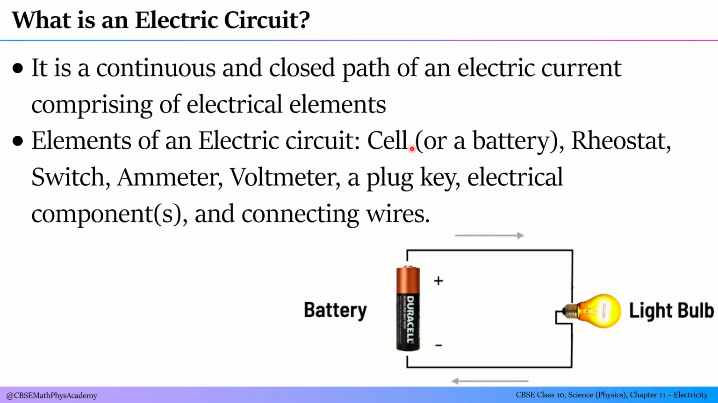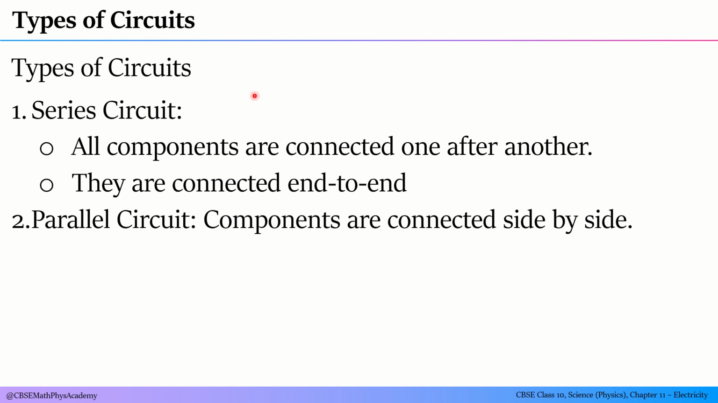So elements like battery, rheostat, switch. Switch is required to control the flow of current, to switch on and switch off the flow of current. Then ammeter to measure the current flowing, voltmeter to measure the volts, plug key, electrical components, and connecting wires. So these are the elements of an electrical circuit.